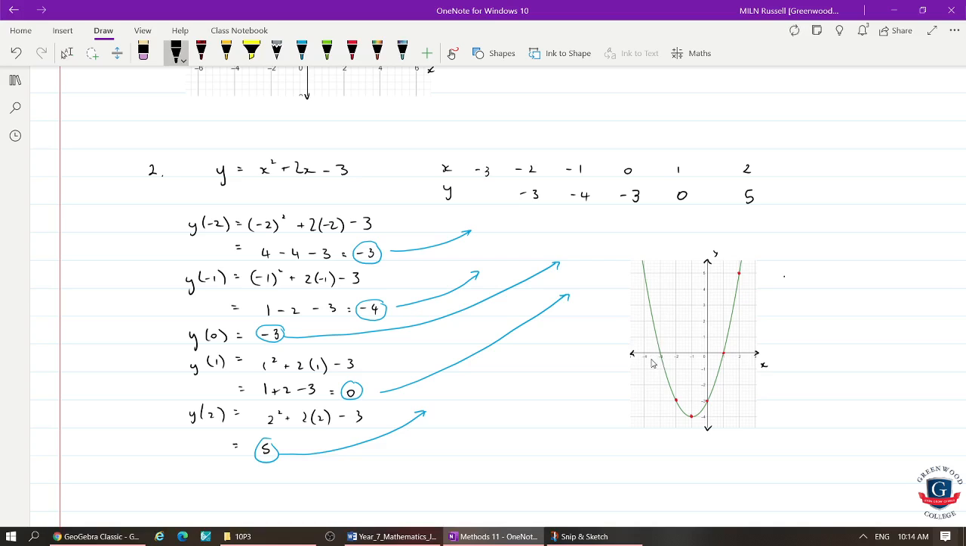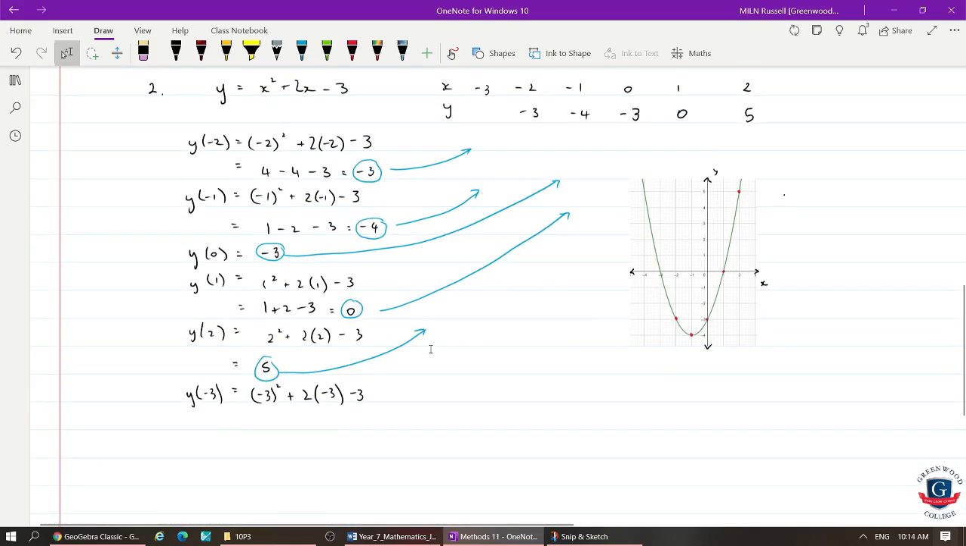And if I put negative 3 into here, I'll end up with negative 3 squared plus 2 times negative 3, take 3. And if I'm correct, and my graph is right, I should get 0. So 9 take 6, take 3 will give me 0 as expected. Now I can put the last point on my graph.